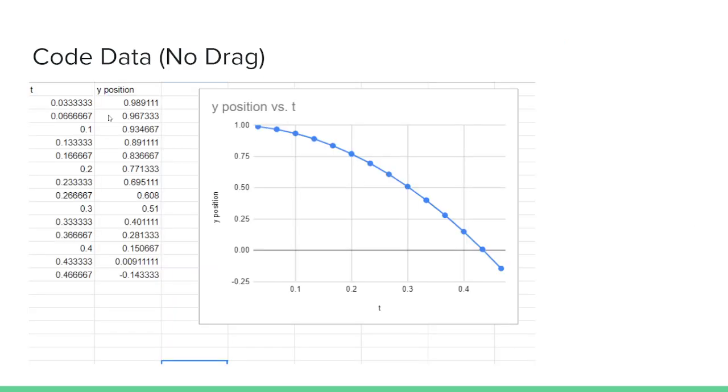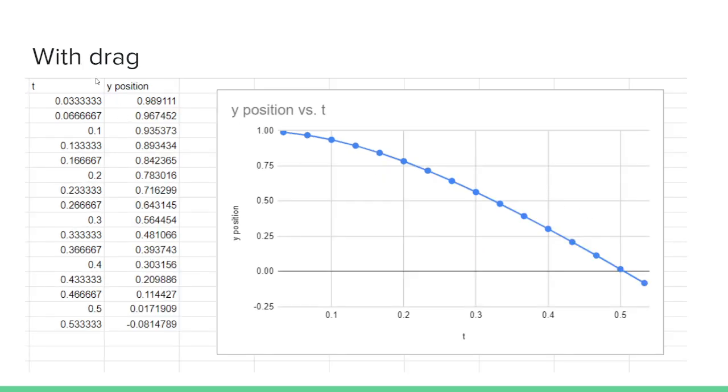And looking at the data, the first data looks like this. The one with no drag added, you see it falls down like that. The second one, the one with drag, you can see that it falls down like this.